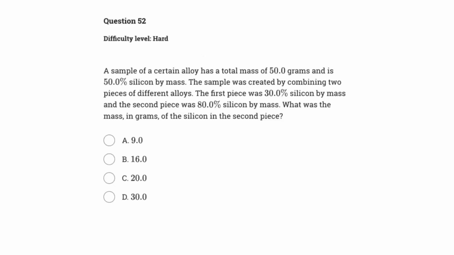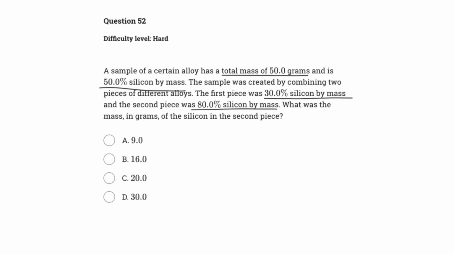Sample of a certain alloy has a total mass of 50 grams and is 50% silicon by mass. The sample was created by combining two pieces of different alloys. The first piece was 30% silicon by mass, and the second piece was 80% silicon by mass. What was the mass in grams of the silicon in the second piece?